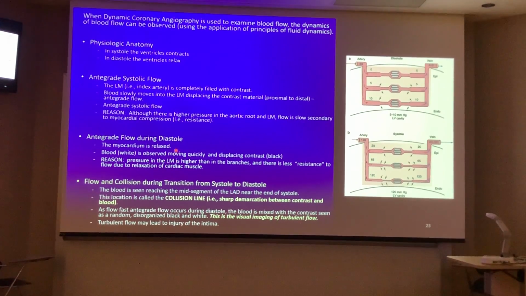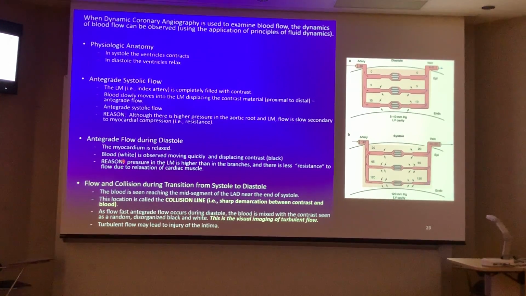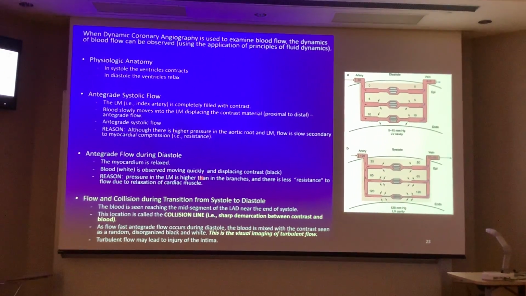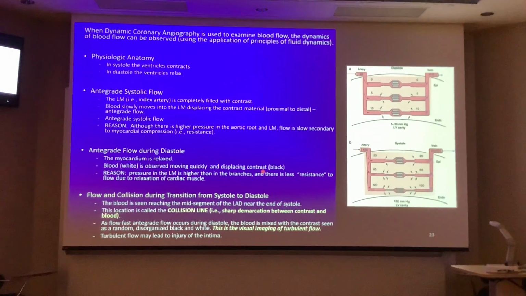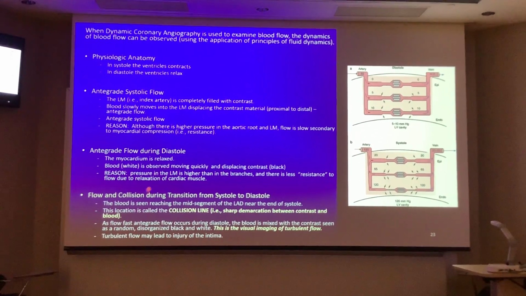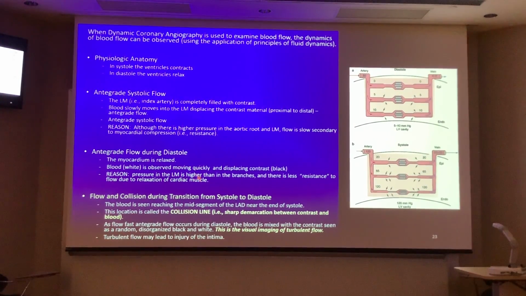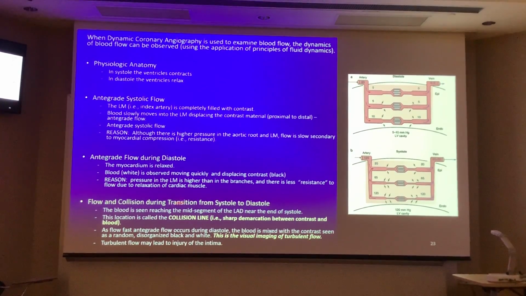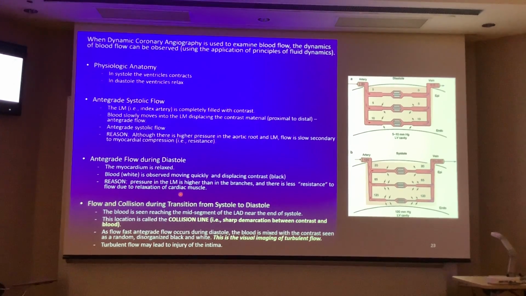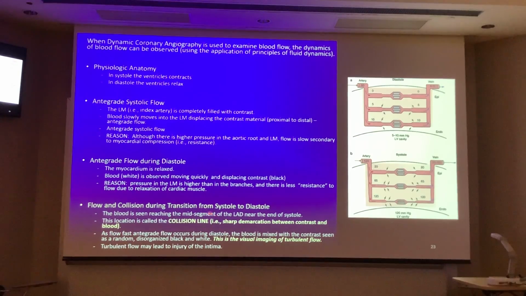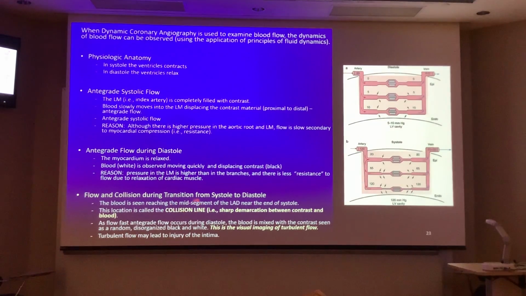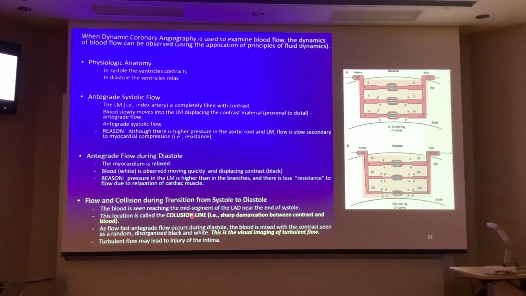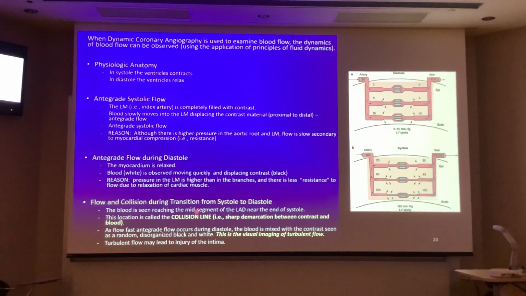Then when the heart relaxes, when the myocardium relaxes, blood in white was observed to move quickly, displacing the contrast in black. The rationale is that the pressure in the left main remains high and higher than in its branches, and there's less resistance now to flow due to the relaxation of the cardiac muscle. Then we look at flow and collision during the transition from systole to diastole. We have a line that we call the collision line, and this is where we think turbulence occurs and then reperfusion injury.